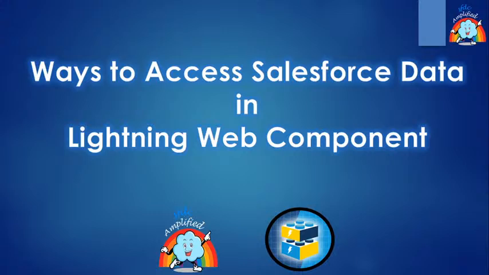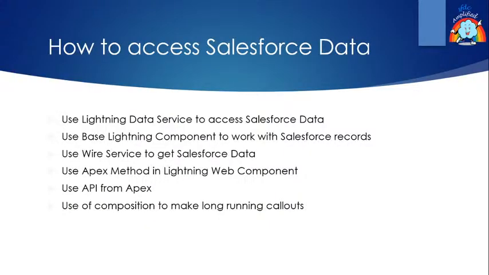So we will be starting with ways to access Salesforce data in Lightning Web Component. So how to access Salesforce data? We can do that using Lightning Data Service. We can use base Lightning components. Then we can use wire service. You can use Apex methods in Lightning Web Component. Then we can have API from Apex, and then we can use composition to make long running callouts.